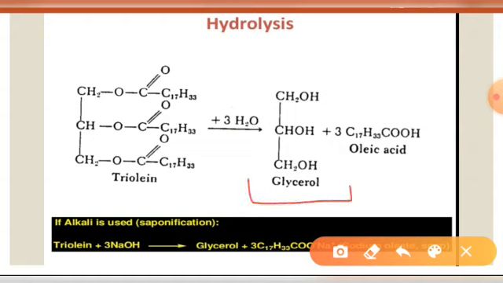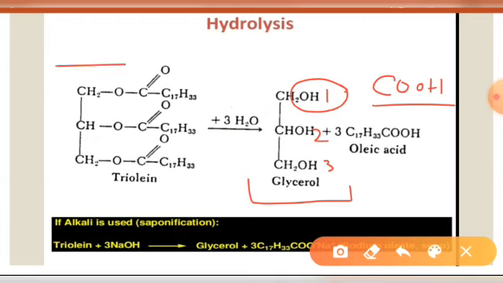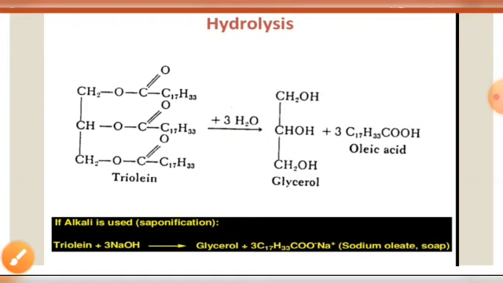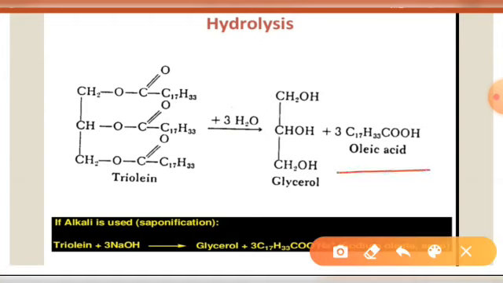So this is the structure of glycerol, and this glycerol has 3 hydroxyl groups. These 3 hydroxyl groups of glycerol combine with 3 fatty acids, and the OH group of the alcohol combines with the COOH group, that is the carboxyl group of the fatty acids, and they form esters. These esters are actually triglycerides. So here we are seeing 3 molecules of oleic acid, that is a fatty acid, combining with 1 molecule of glycerol to form triolein, which is an example of a triglyceride.